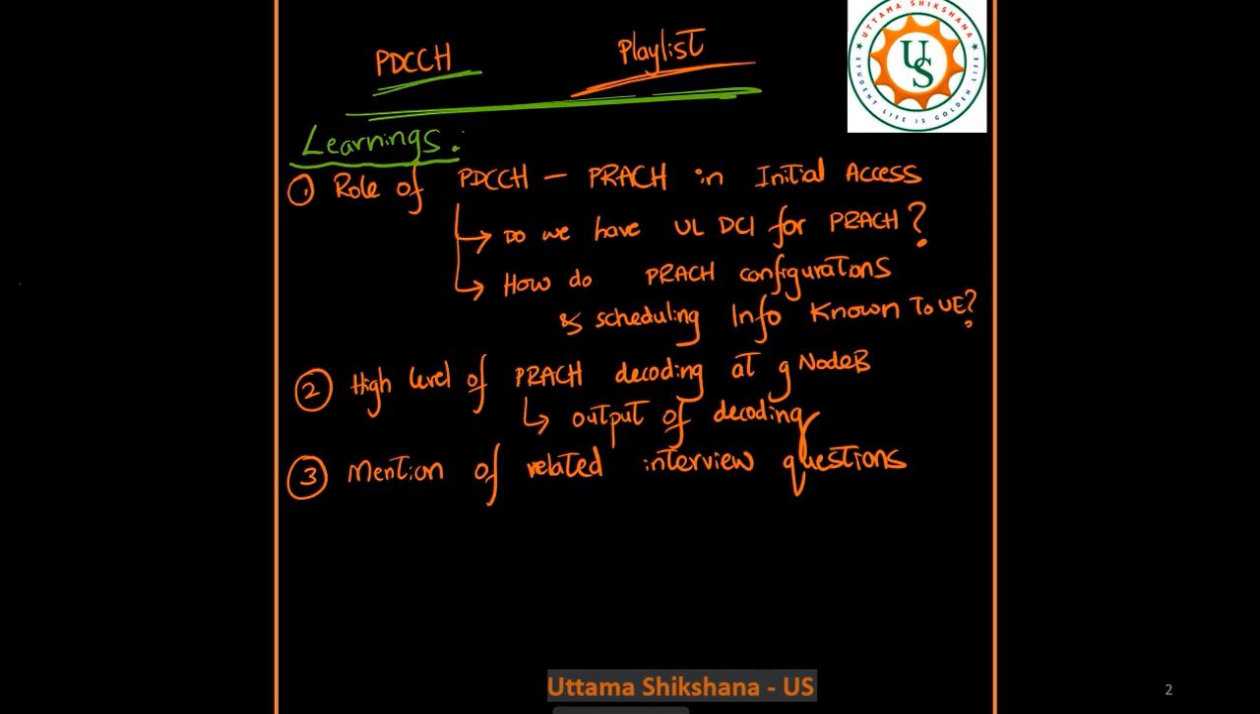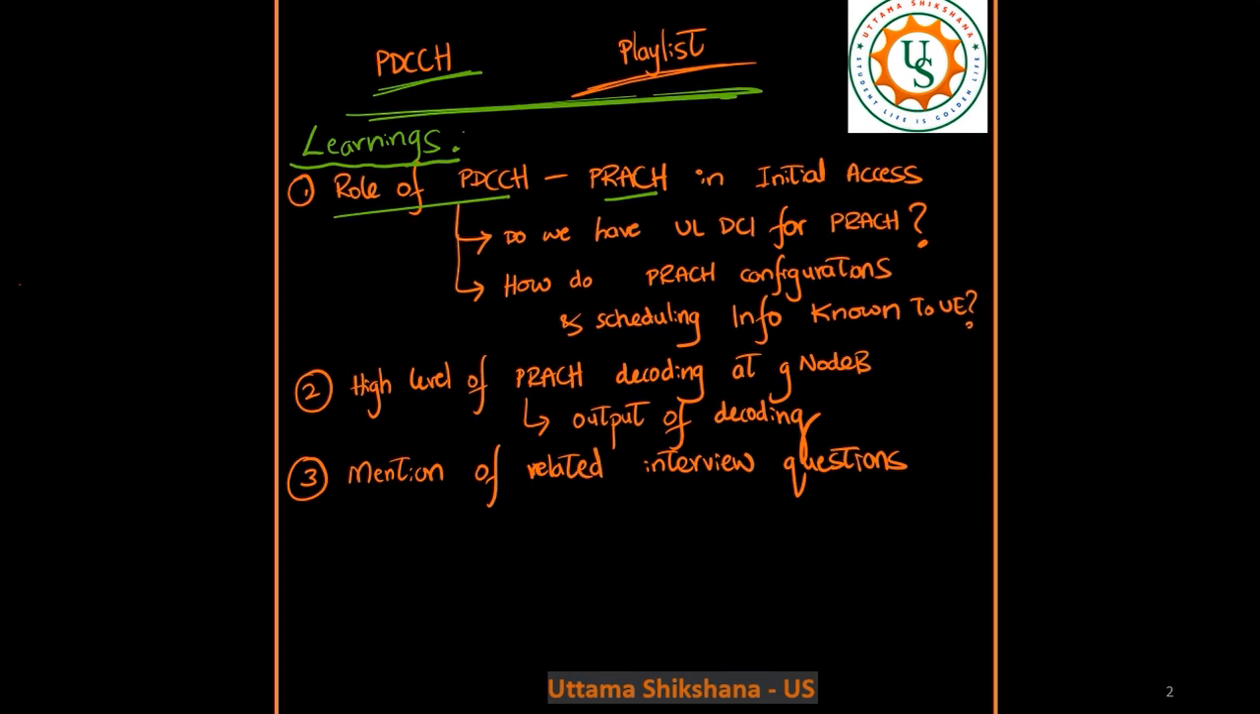Learnings from this video: I will mainly talk about the role of PDCCH during PRACH in the initial access. I will talk about whether we have uplink DCI specifically for PRACH or not. If it is not there, then I will talk about how the UE gets to know the PRACH configurations and scheduling information. At a very high level, I will talk about the decoding of PRACH at the gNB and also the outcome of this decoding. During these explanations, I will mention the related interview questions.